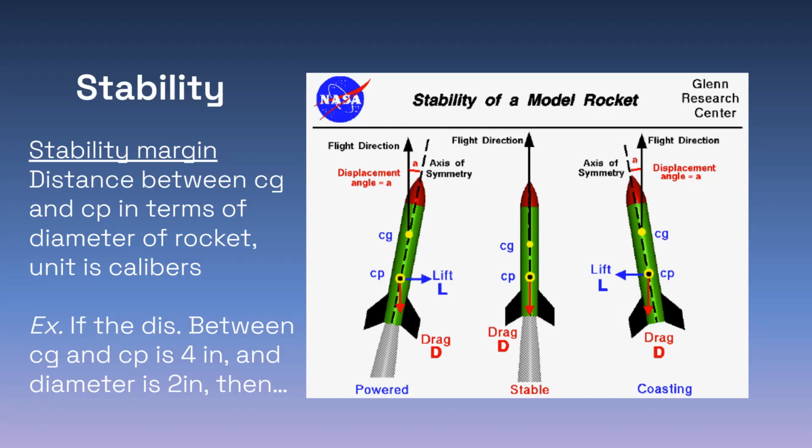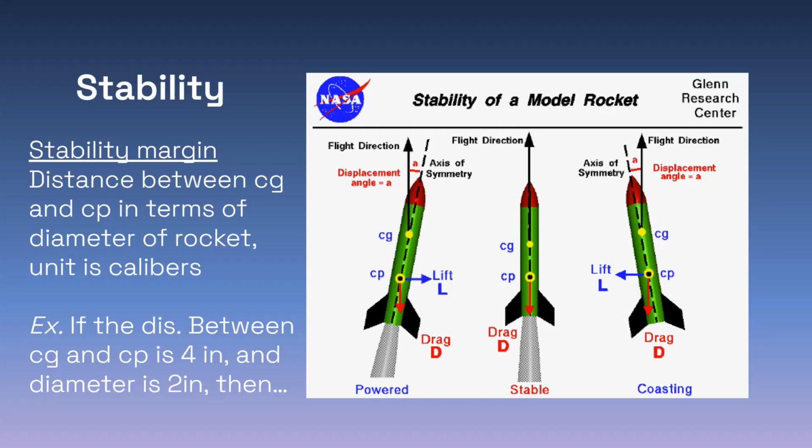But there's also a maximum to the calibers of stability that you want your rocket to have. This number isn't really set in stone, because it will differ based on the kind of rocket that you are flying. Some rockets can have a higher tolerance for calibers of stability, but some may have lower ones.